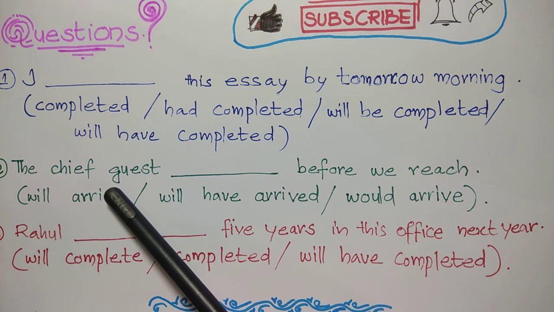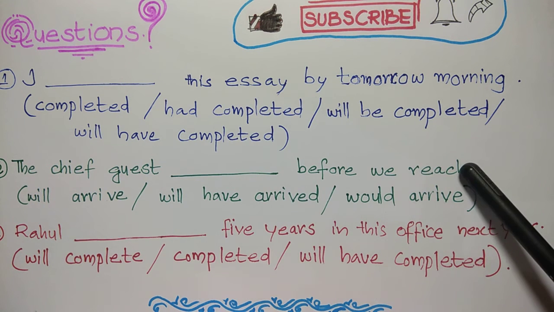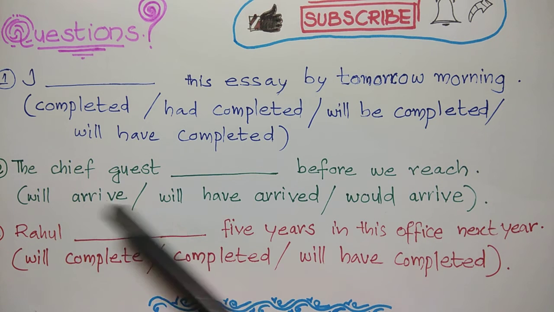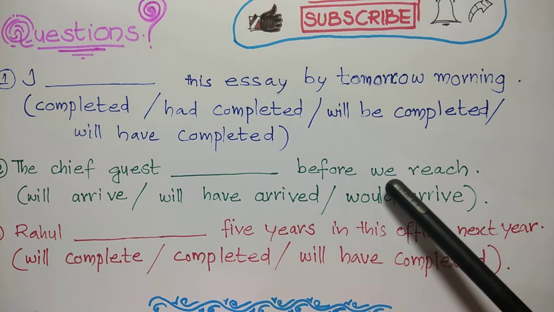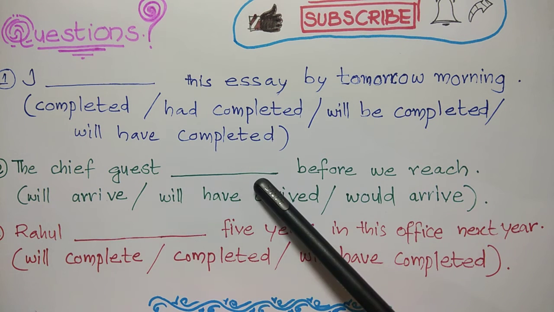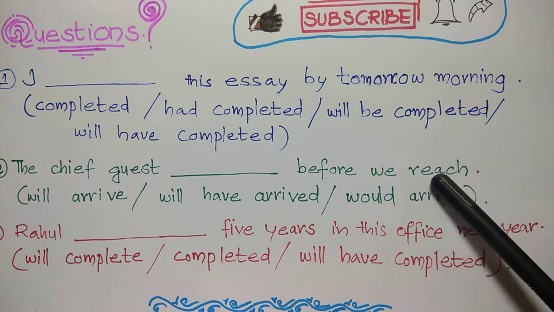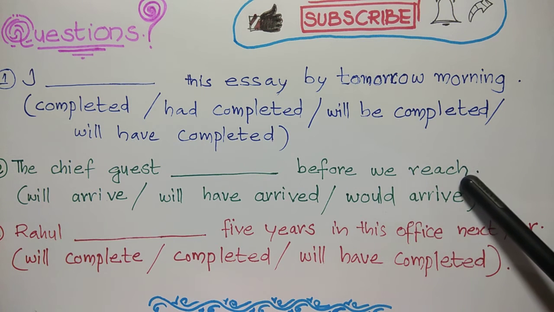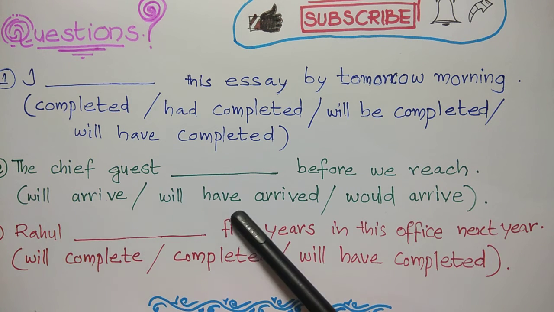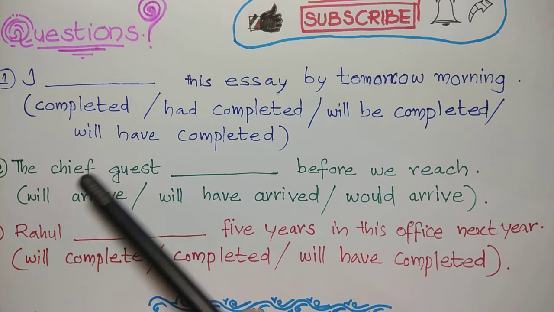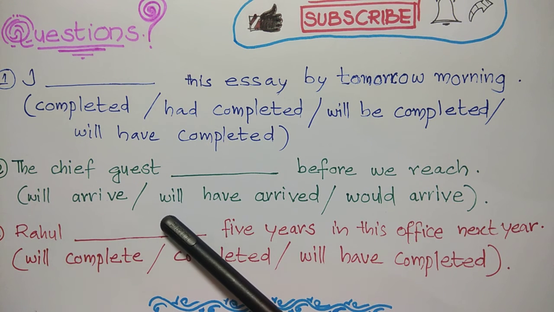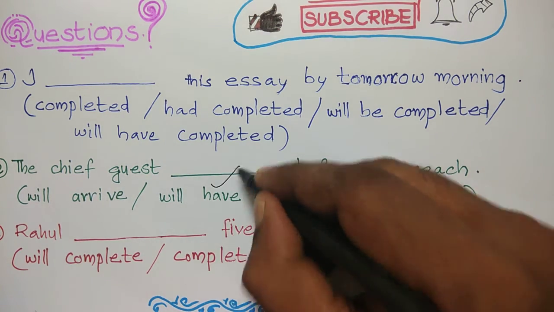Next, the chief guest dash before we reach. There are 2 actions in the future. One must be a completed action and the other one the succeeding action. Options are will arrive, will have arrived, would arrive. Definitely the first completed action should be in future perfect tense. So we have to use will have arrived.